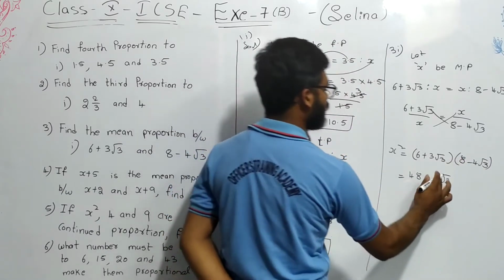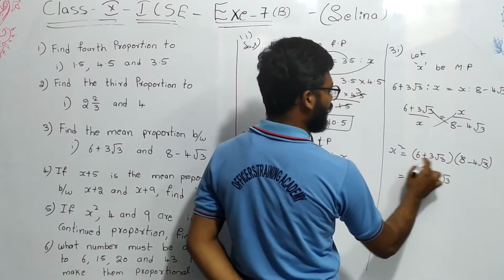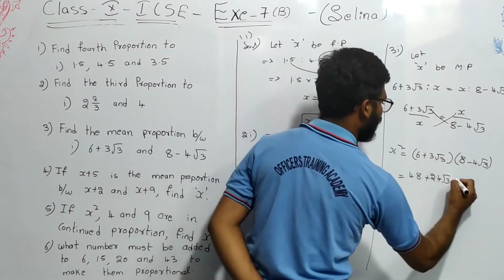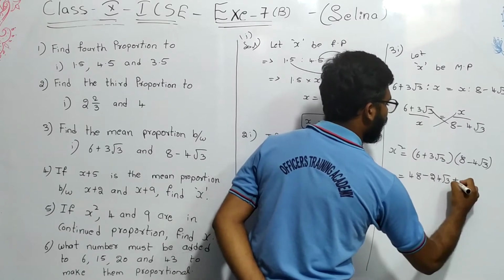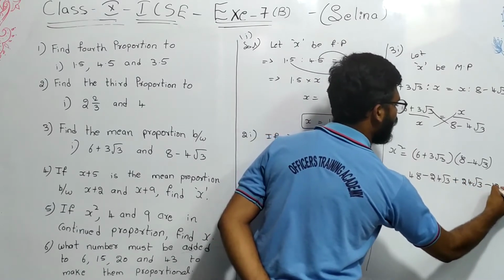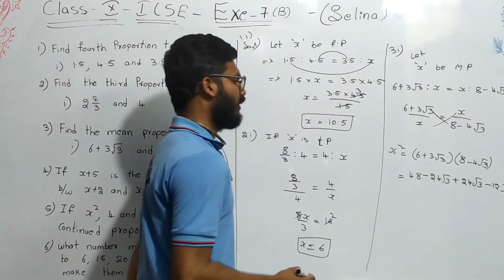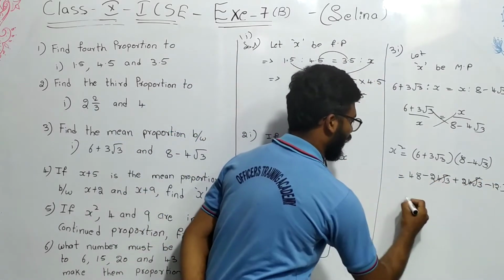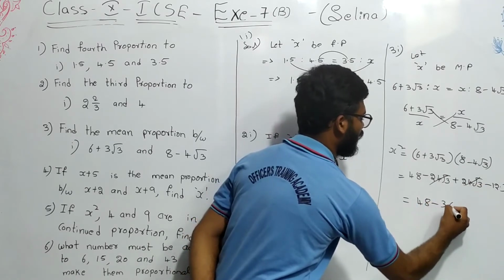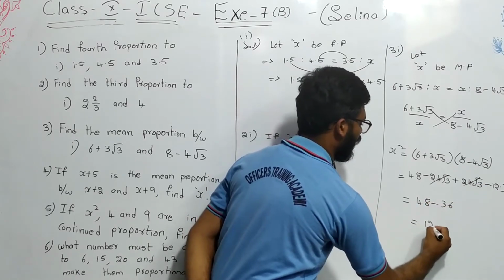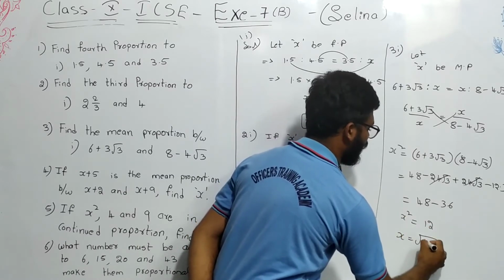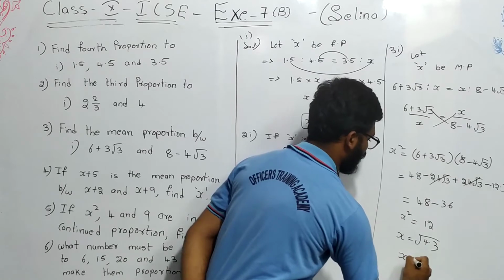Multiplying: 6 times 8 is 48, plus 6 times 4, 24 root 3. Next, 3 times 8, plus 24 root 3, minus 12 into root 3 square. Root 3 square is 3. So these two will get cancelled. So 48 minus 12 times 3, 36, is nothing but 12. So x square is equal to 12. x is equal to root 12. 12 is nothing but 4 times 3, right? So you can write x is equal to 2 root 3.